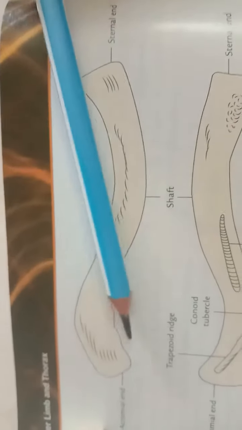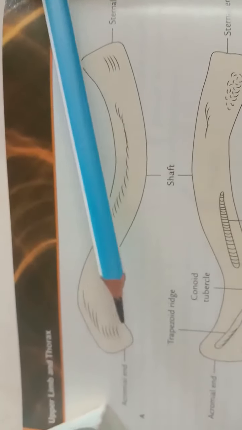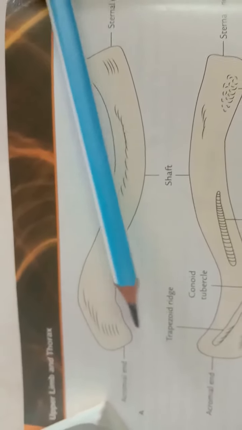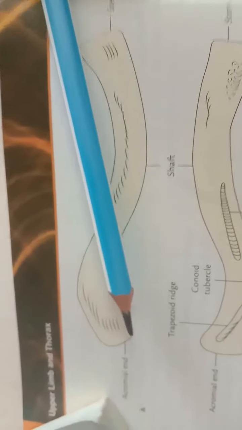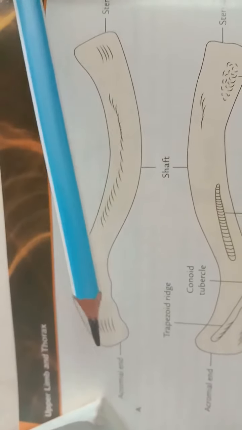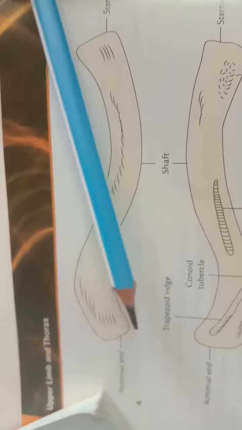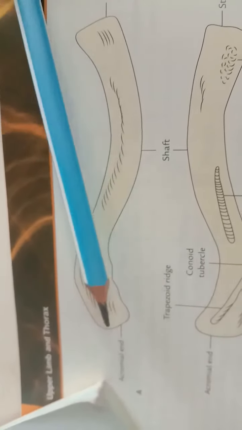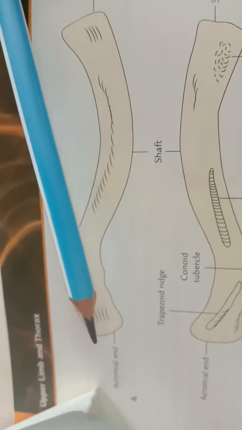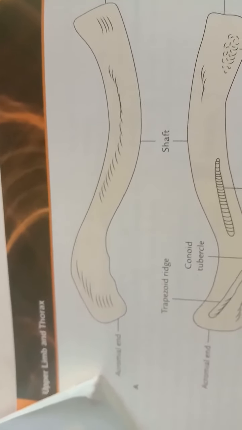Then let's see the medial end and the lateral end, the two ends. First the lateral end. The lateral end is also called the acromial end, which is flattened from above downwards, and it bears a facet. This facet articulates with the acromion process of the scapula to form the acromioclavicular joint. Then the medial end, this one.